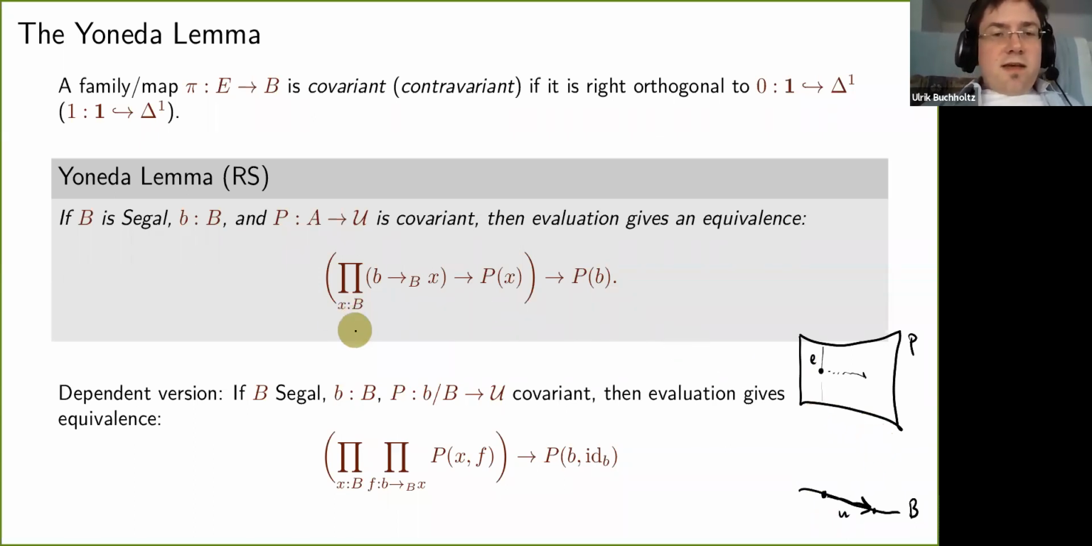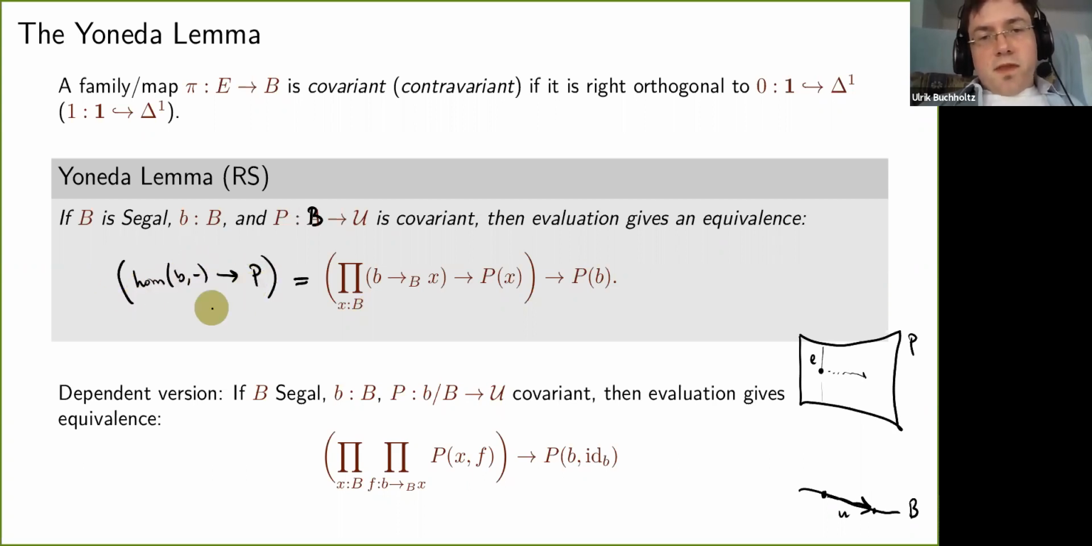Now, the Yoneda lemma in this form says that if you have a Segal type with a point B, and you have a covariant family P, then evaluation at the identity gives an equivalence between these natural transformations. You can think of this as transformations from Hom(B, -) to P. You can evaluate such a natural transformation at the identity, get an element of P of B, and this is an equivalence.